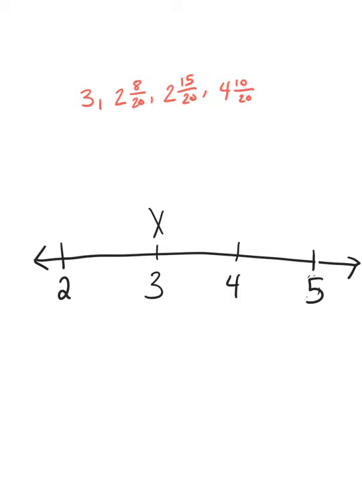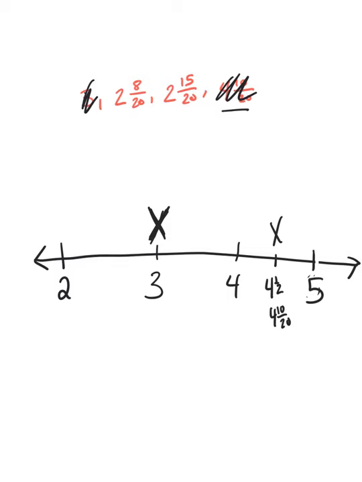Okay, so here's my 3. I've represented that with my X. This X represents one piece of data, which is 3. Then I'm going to mark 4.5, or 4 and 10/20. That goes right here. 1X to represent that one piece of data.